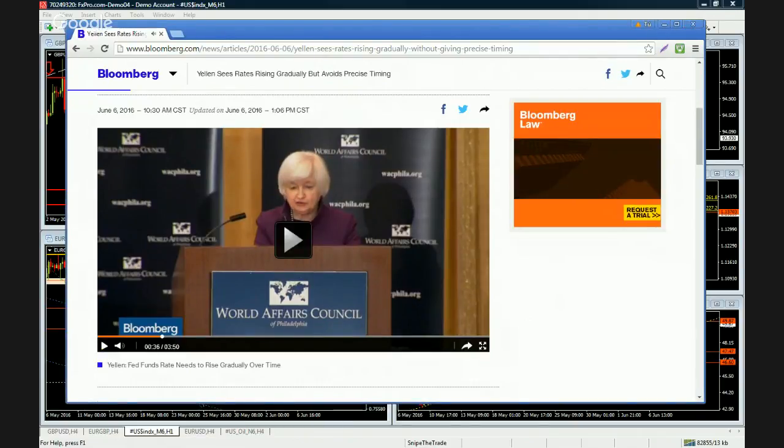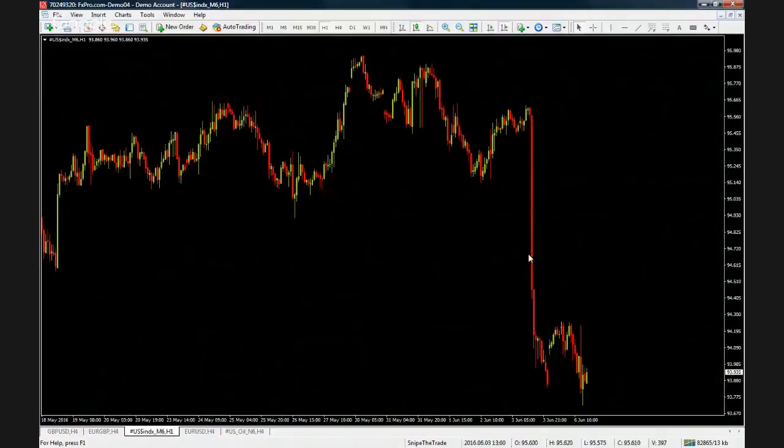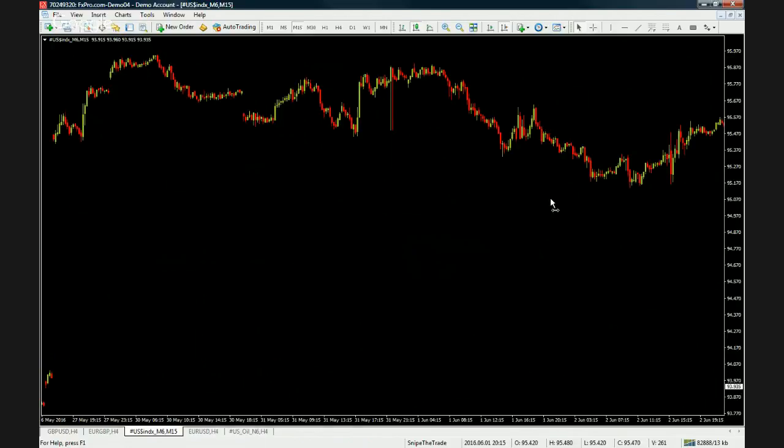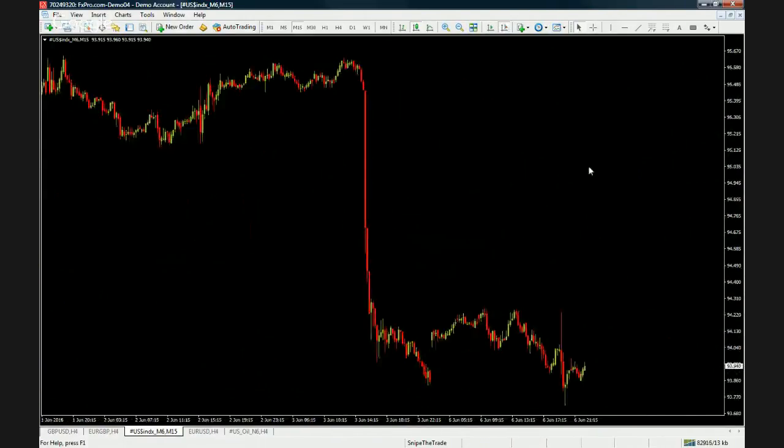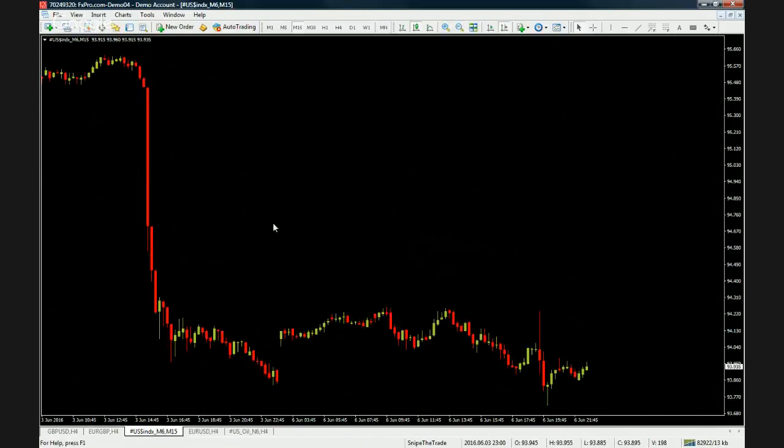Overall, very dovish vis-a-vis the interest rate in the United States. And let's look at the US dollar index and the reaction of the US dollar index during Janet Yellen's remarks. Let's go to the 50-minute chart and just look at, well, how very choppy it was.